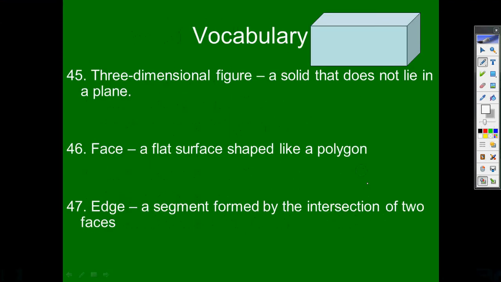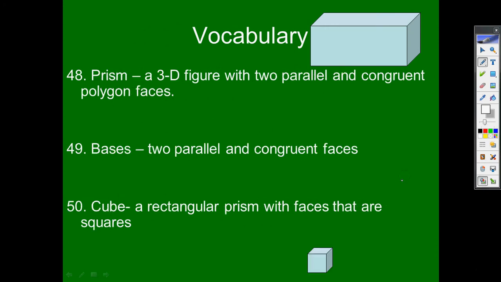Please pause the screen if you need to copy vocab. You can see prisms at the top, cube at the bottom. The bases are two parallel and congruent faces.